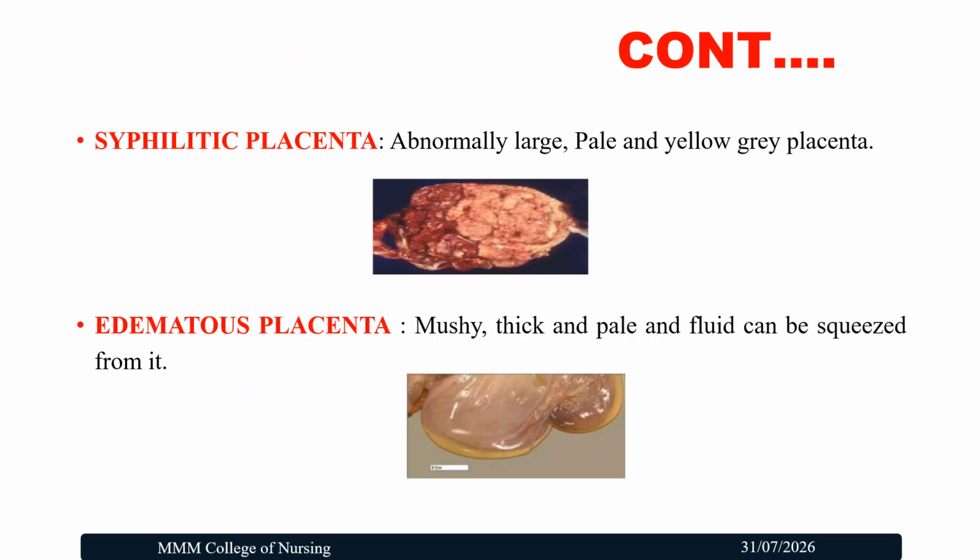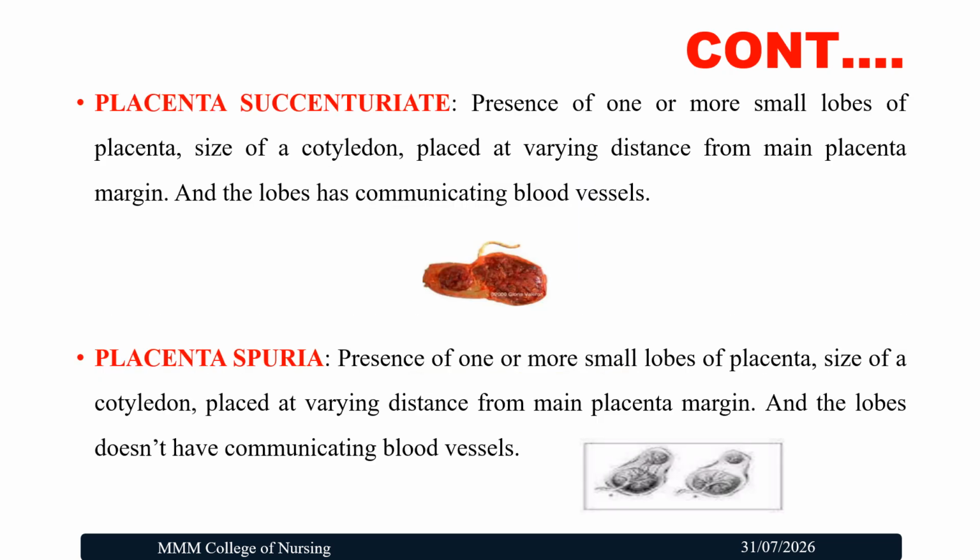Next is syphilitic placenta. It is abnormally large, pale, yellow-grey in color. Then edematous placenta looks mushy, thick, and pale, and fluid can be squeezed from it. Placenta succenturiata is the presence of one or more small lobes of the placenta. The cotyledons are placed at varying distances from the main placental margin, and each lobe has communicating blood vessels.